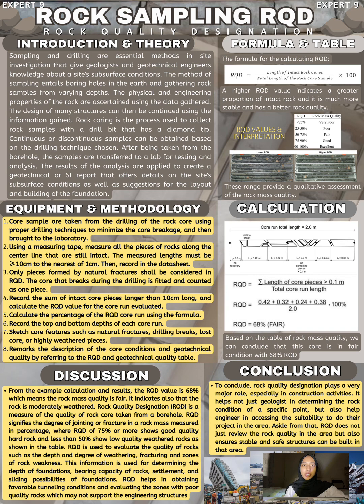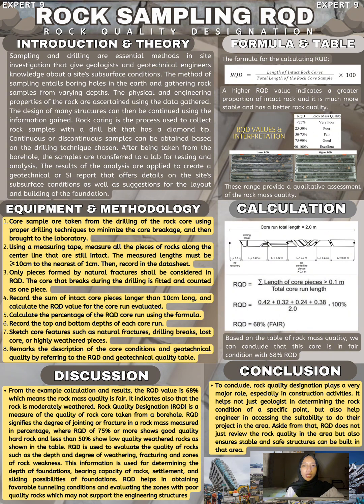And then for the discussion, from the example calculation and result, the RQD value is 68%, which means the rock mass quality is fair. It indicates also that the rock is moderately weathered. RQD is a measure of the quality of rock core taken from a borehole. RQD signifies the degree of jointing or fracture in a rock mass measured in percentage, where an RQD of 75% or more shows good quality hard rock and less than 50% shows low quality weathered rock, as shown in the table.